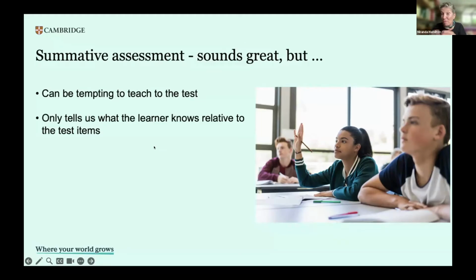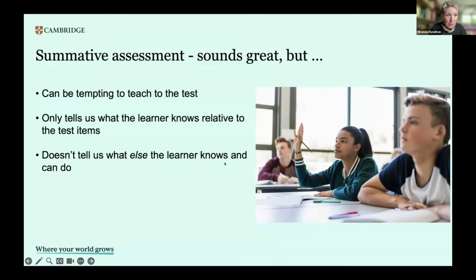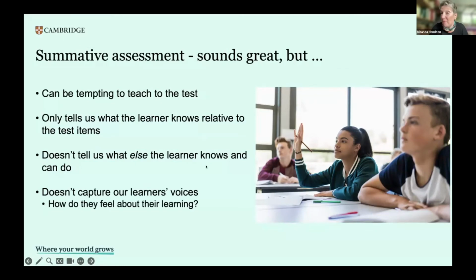But interestingly, it will only tell us what our learners know relative to what they're being tested on. It doesn't tell us what else the learner knows and what else the learner can do. It doesn't capture our learners' voices, how they feel about their learning, where they might feel they need a little bit more support from you.